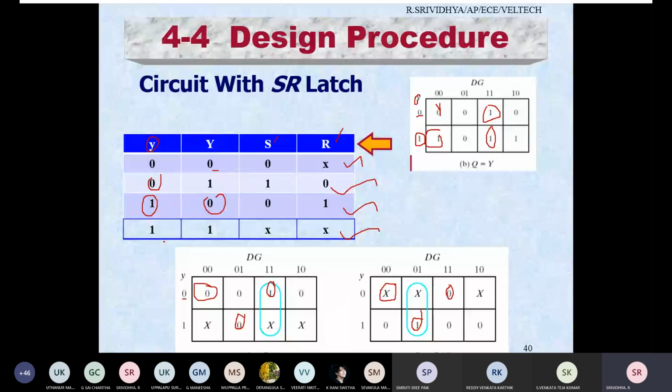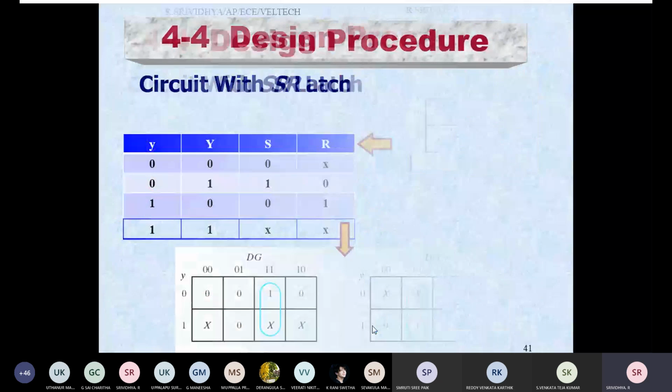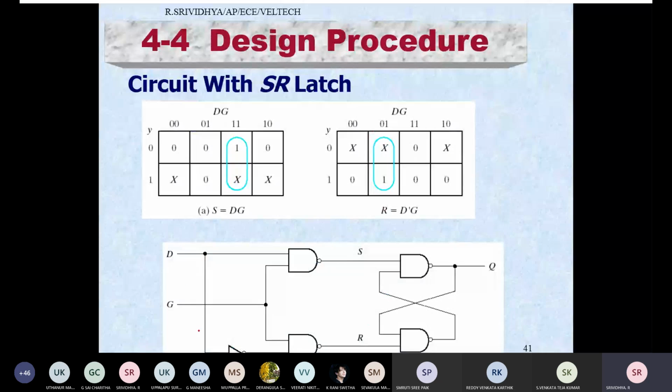And now it is 1 1. Small y is equal to 1 and capital Y is equal to 1. Now this position as well as this position should be don't care as well as don't care. Here they have mentioned it as don't care, and here it is don't care. So this don't care you can rewrite as 0 and 0. After that, they will do the K map and you can obtain the equations S is equal to D G and R is equal to D bar G.